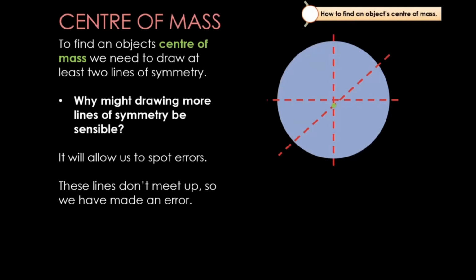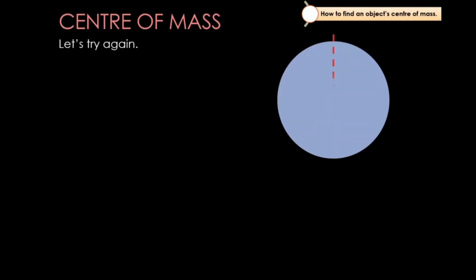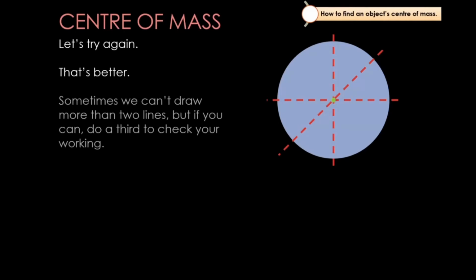These particular lines don't meet up, so we've obviously made an error somewhere. We're going to do it again to make sure that it's okay. So we draw in one line, draw in another line, draw in a third line. Oh, phew, these ones now do cross over. So that's better. Sometimes we can't draw more than 2 lines, but if you can, it's worth doing it because the third line helps you check that the work you did on the first 2 was correct. If the work you did on the first 2 was not correct, then the third line won't pass through the center, and you know that you need to do it again.